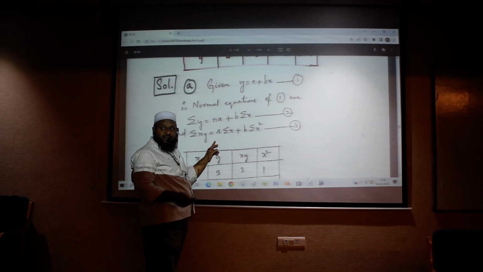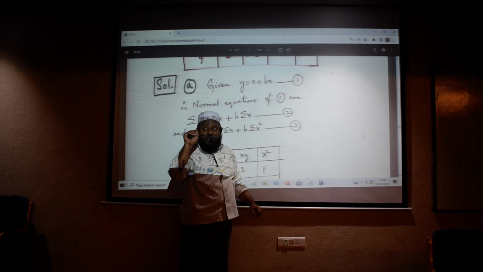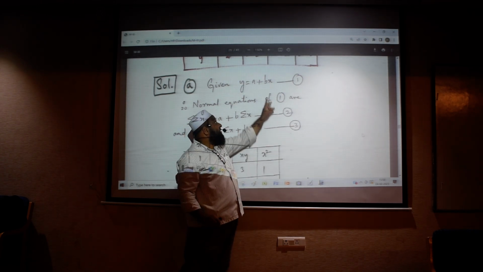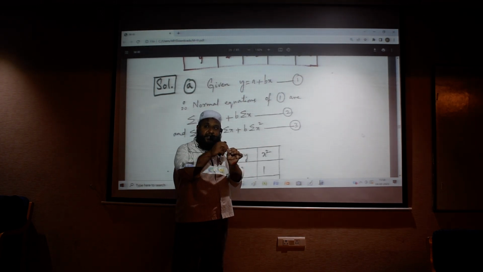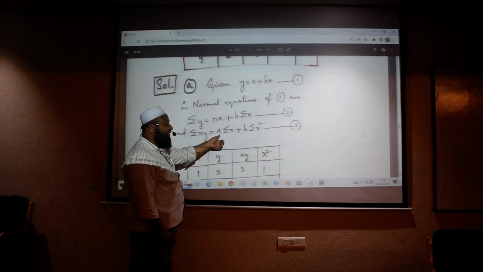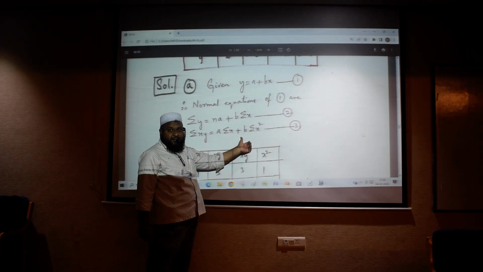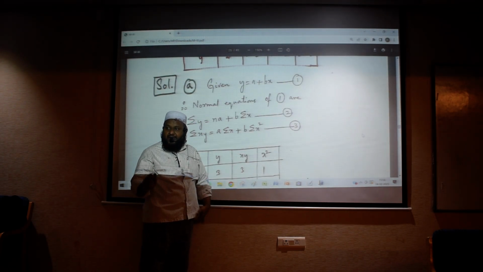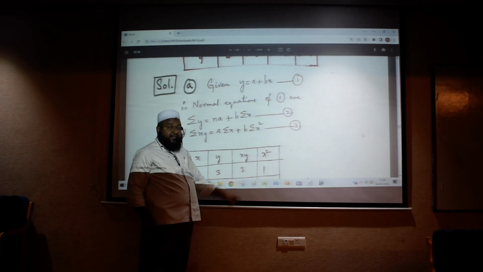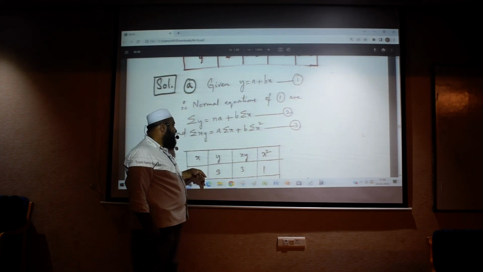That's equal to a into sigma x. This is a, when you multiply with x, that is ax. But sigma applied, a comes out. So a sigma x, plus b sigma bx, that is sigma x square. Can you remember this normal equation? Yes, sir. By looking at that, you can prepare it. Very nice, good.